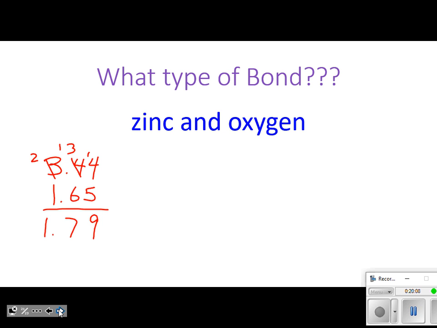Now, I look at this 1.79 and I say, okay, that's not over 2.1, so I'm in that range of the 1.6 to the 2.1, correct? So I ask, do I have a metal? Yeah, zinc's a metal. So what type of bonding? Ionic. Okay? Ionic bonding.